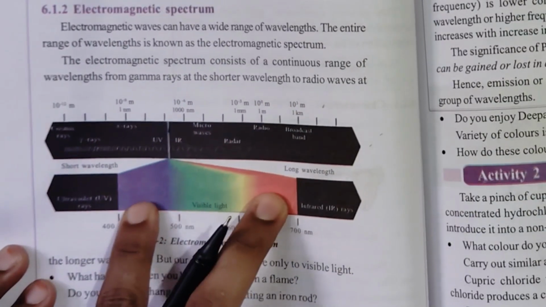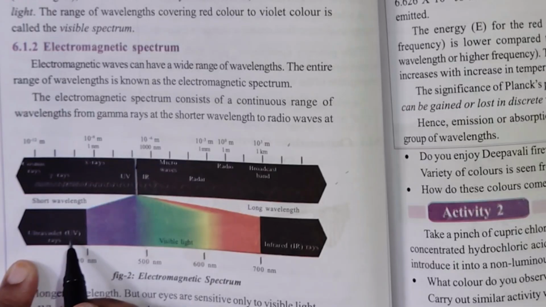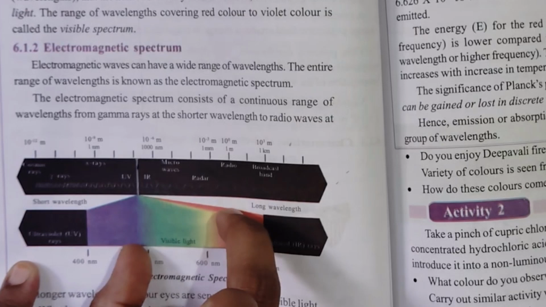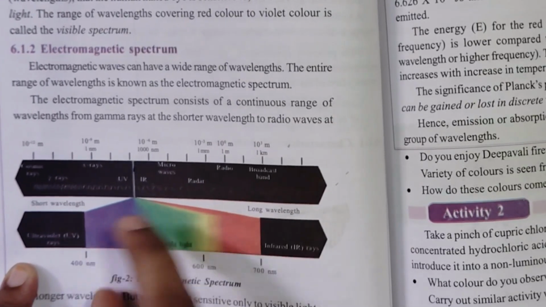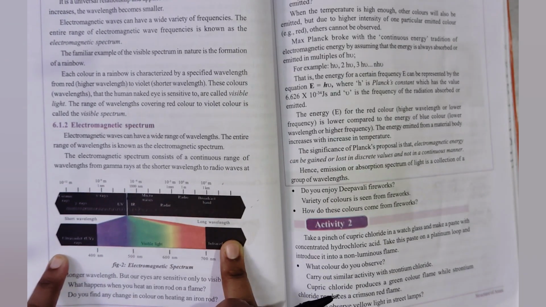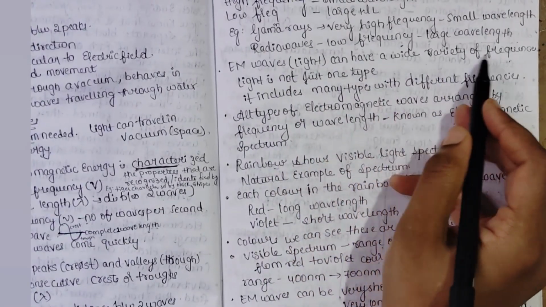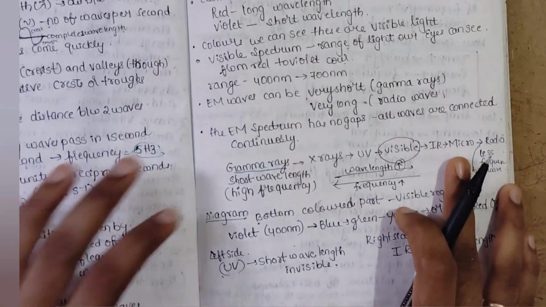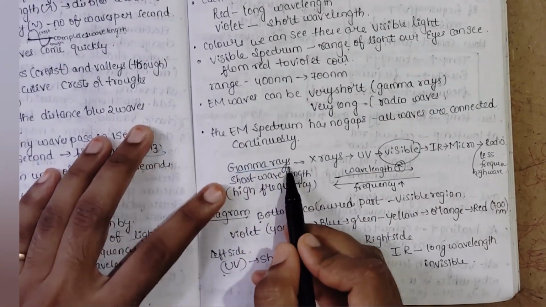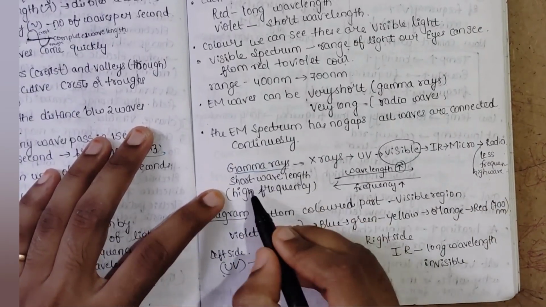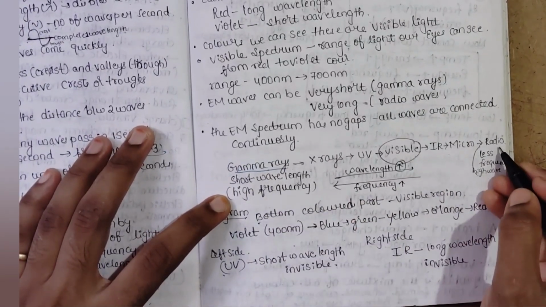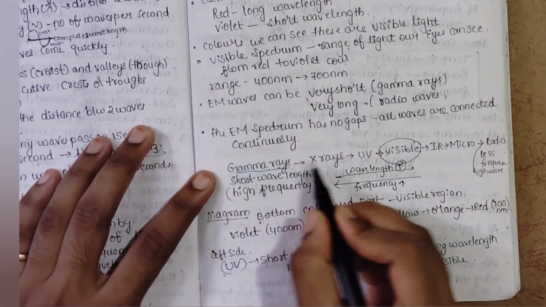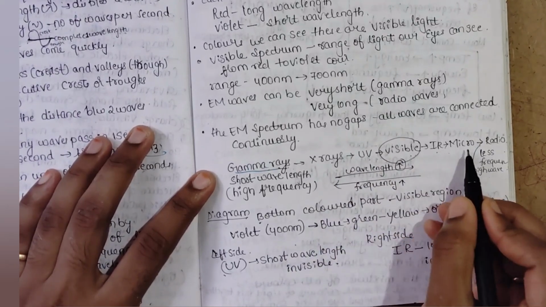This line is the visible region. To the left of visible light we have the UV rays and to the right of visible light we have the infrared rays. Only this is the color region where we can see. This complete region is invisible. Electromagnetic waves can have a wide variety of frequencies. Light is not just one type, it includes many types with different frequencies. From gamma rays to radio waves, gamma rays have shorter wavelength and high frequency, whereas radio waves have low frequency and high wavelength. First we have gamma rays, next X-rays, UV rays, visible, IR, microwaves and radio waves.